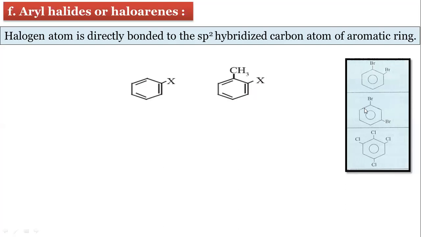The second one is meta dibromobenzene, and this one, anyone can tell me the name of this compound? Third one, try. This is 1, 2, 3, 4, 5. 1, 2, 3, 5 tetrachlorobenzene. This is the name of this compound, because this is 1, 2, 3, 4. This is the tetrahalogen derivatives.